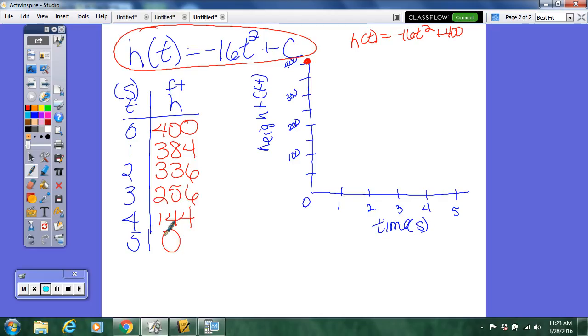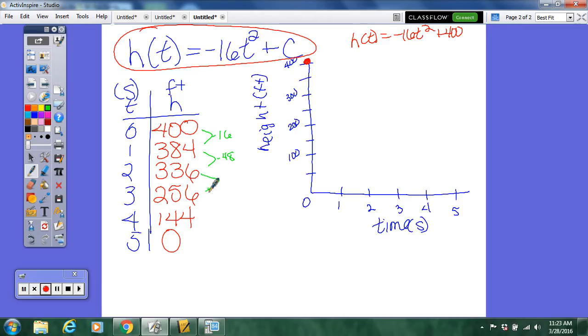So let's think about, what does this table tell us? It starts out at 400 feet high, right? How far does it fall in the first second? What's 400 minus 384? 16. So it falls 16 feet in the first second. How far does it fall from second 1 to second 2? 384 minus 336. What do we get? 48. So it fell 48 feet.